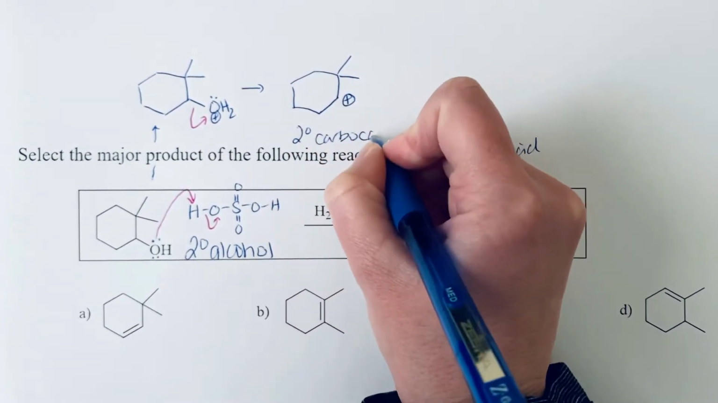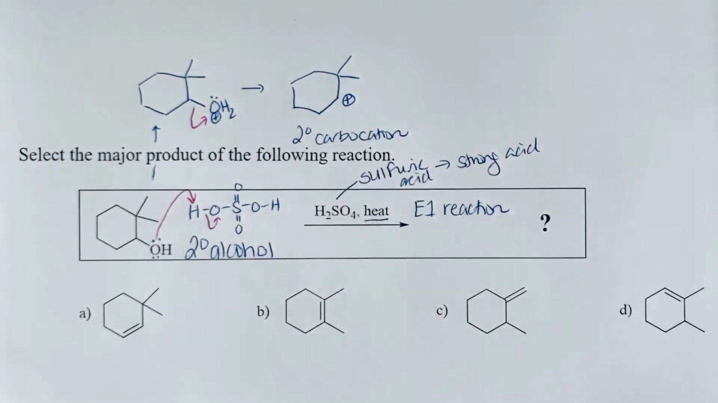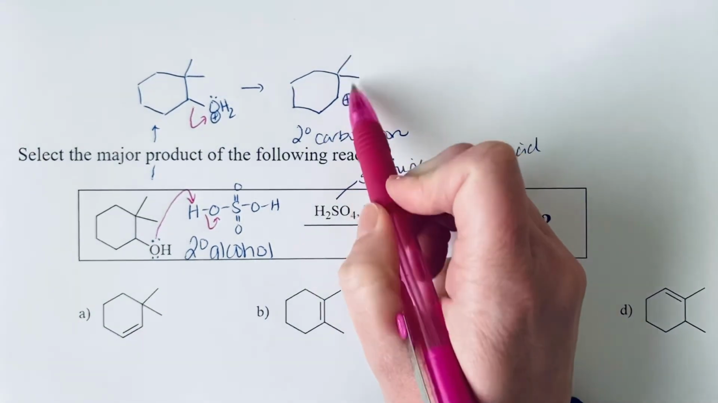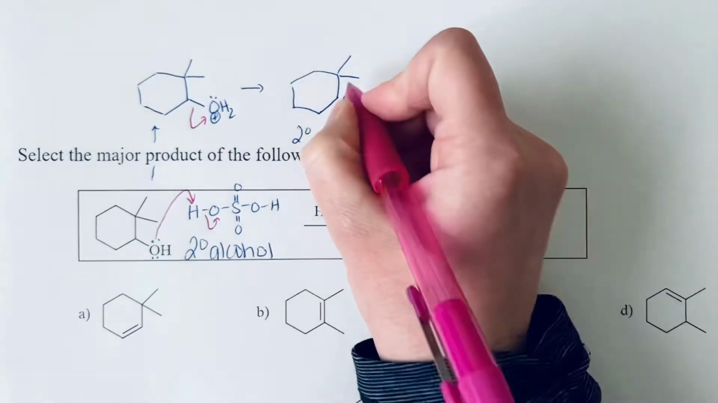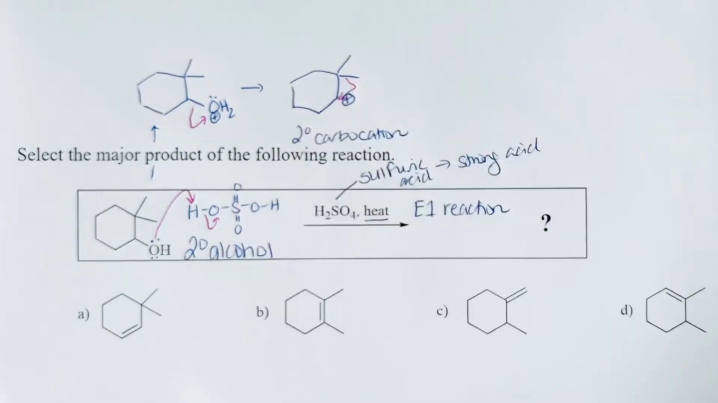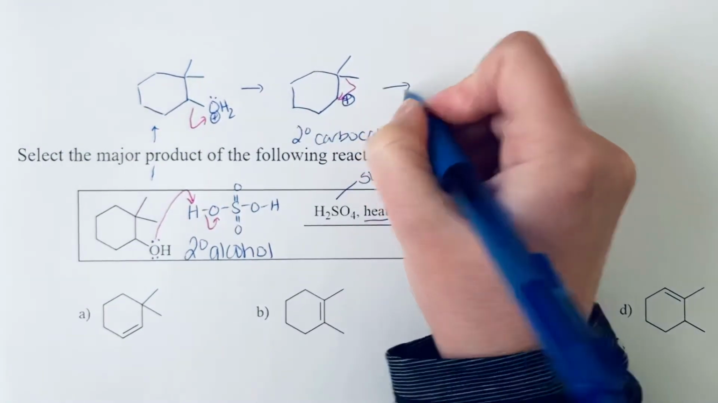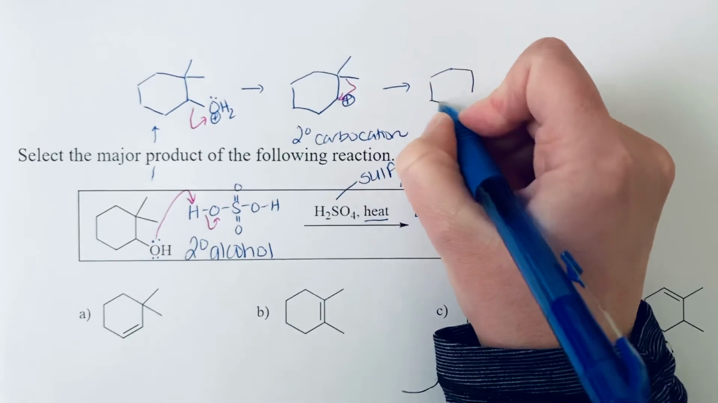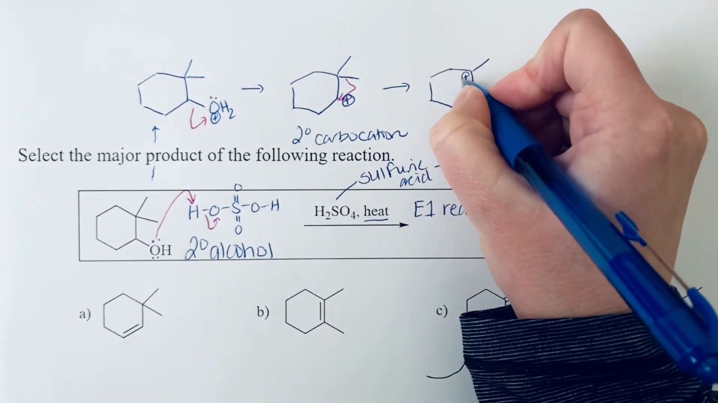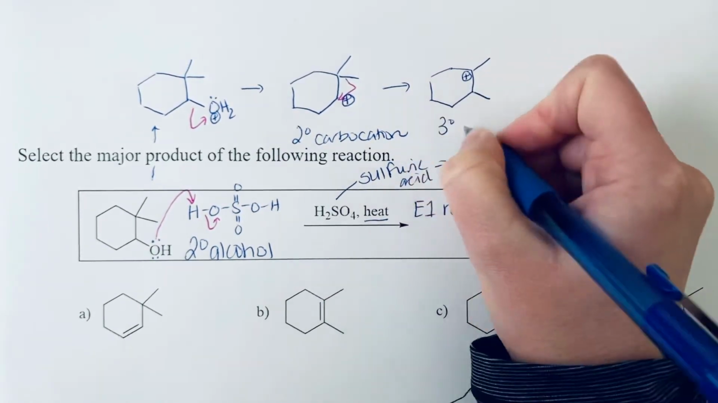And so carbocations can rearrange to become more stable. And we've got these 2 methyl groups on the adjacent carbon. So if we shift one of those methyl groups, what we will do is we will end up going from a secondary carbocation to a more stable tertiary carbocation.